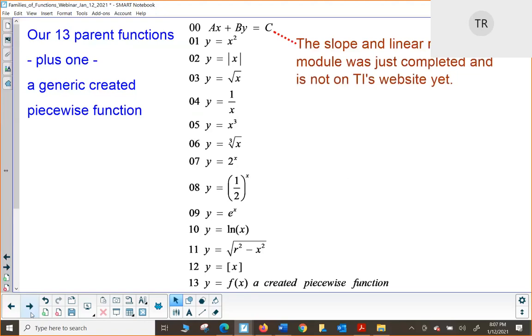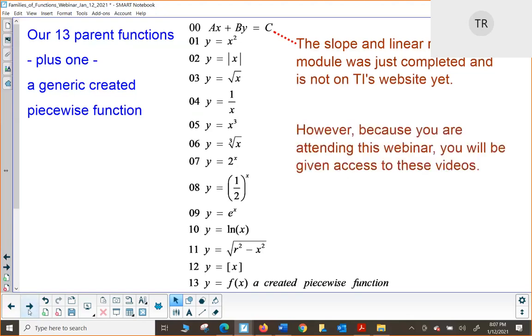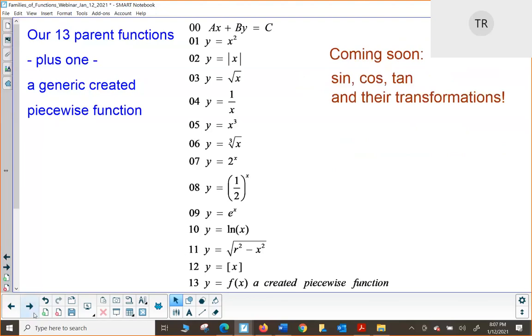The slope and linear relations module was just completed. In fact, I have one more video to do, and so it is not on TI's website yet. However, because you are attending this webinar, you're given access to these videos before they'll be put up on the main website. Coming soon, sine, cosine, and tangent and their transformations. I'm excited about those because I taught those for many, many years.